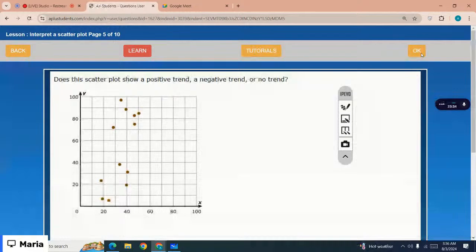Okay, does this scatter plot show a positive trend, a negative trend, or no trend? So which is the correct option? No trend it is, right? The correct option is no trend because the values are not increasing, they are the same values. The x values and y values are not increasing. So the graph shows no trend.